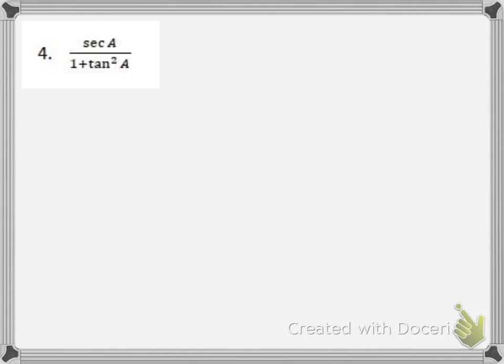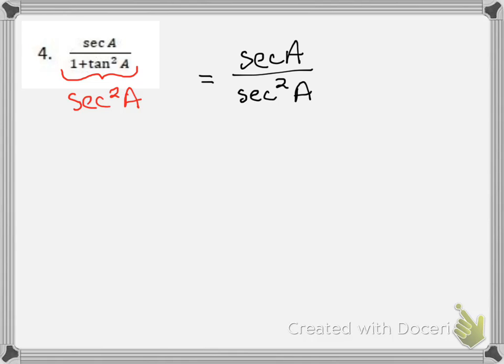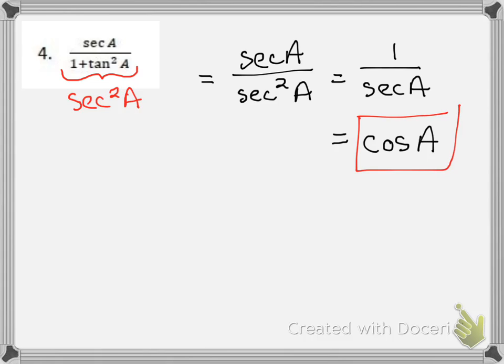For problem 4, it's possible to start it out by rewriting everything in terms of sine and cosine, but it actually makes more sense in this case to check your list of identities and formulas. The denominator on this one is one of the Pythagorean identities. 1 plus tangent squared turns into secant squared. And so we can rewrite this as secant over secant squared, and then go ahead and cancel out one of the secants, which just leaves us with cosine.